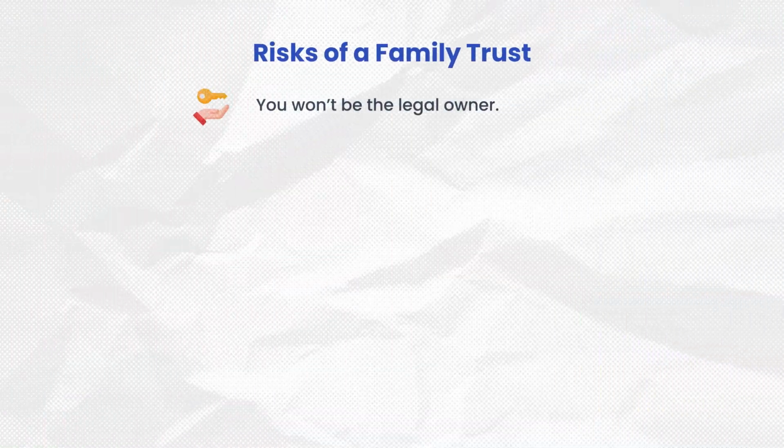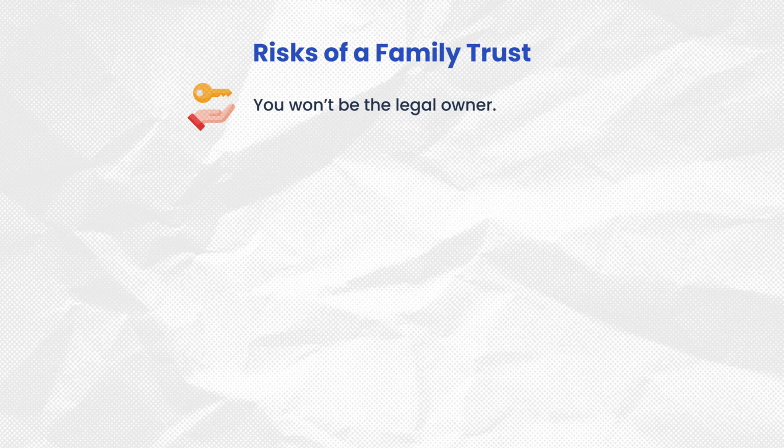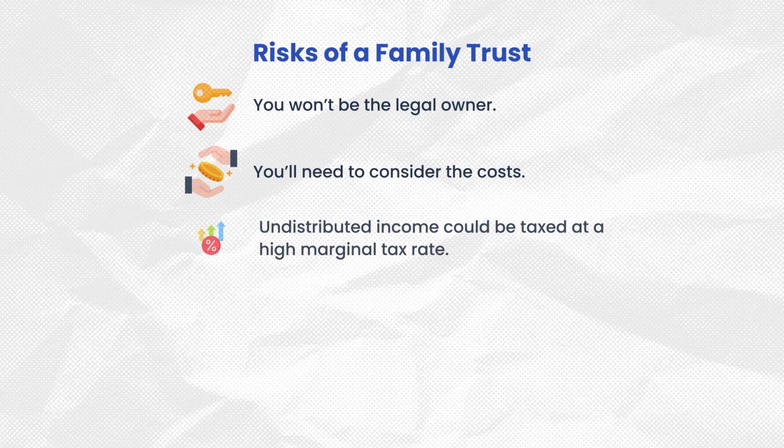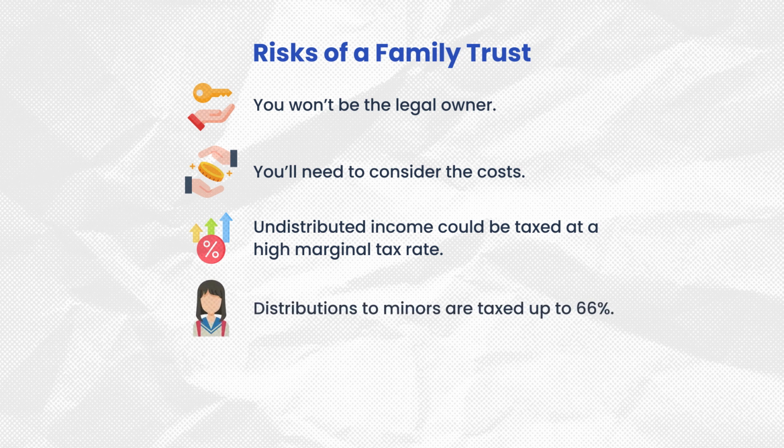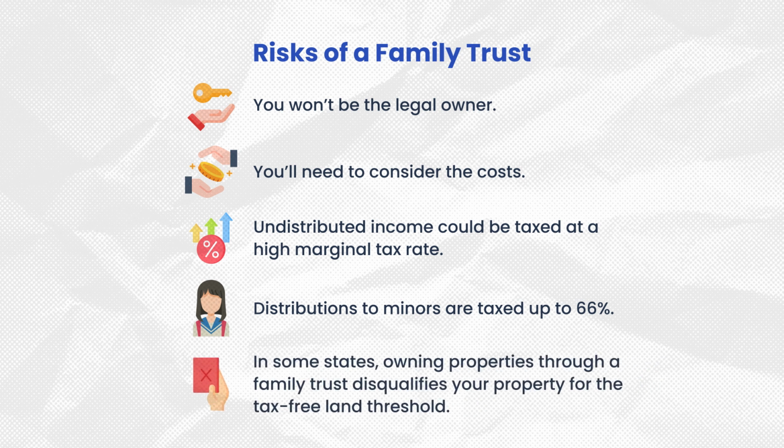Firstly, you would not be the legal owner. Secondly, you will need to consider the costs involved in meeting the trust administrative requirements such as annual bookkeeping and accounting. Thirdly, undistributed income earned by the trust could be taxed at the highest marginal tax rate, and distributions to minors can be taxed up to 66%. Lastly, in some states, owning properties through a family trust means that your property may not be eligible for the land tax-free threshold.